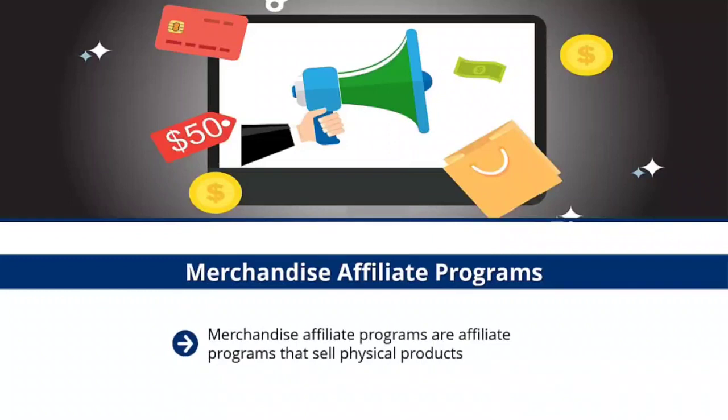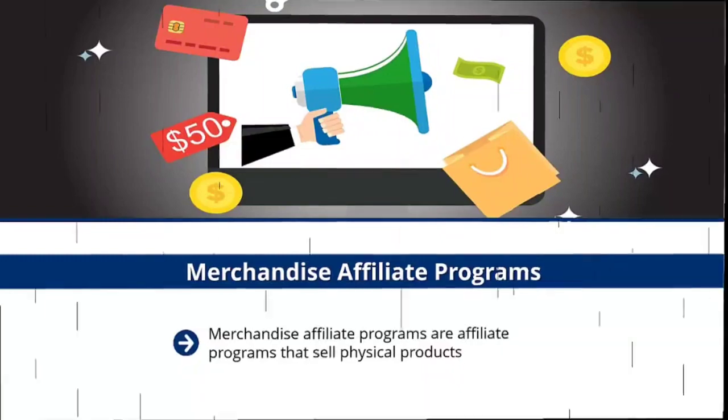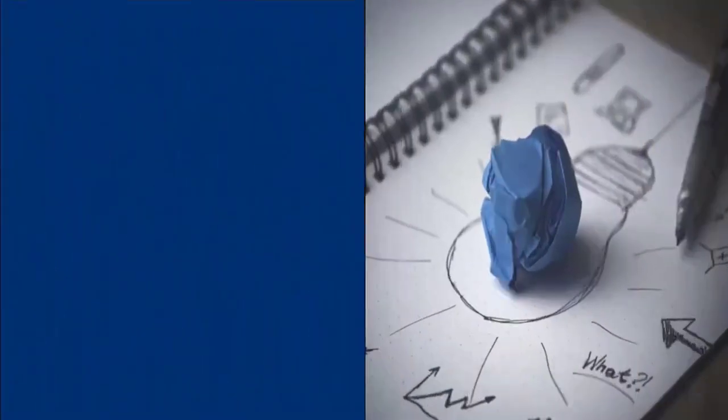Merchandise affiliate programs. Merchandise affiliate programs are affiliate programs that sell physical products. When people see ads on your website, you won't get paid when people click the ads. You only get paid a commission when your visitors actually buy products. How to select affiliate programs.